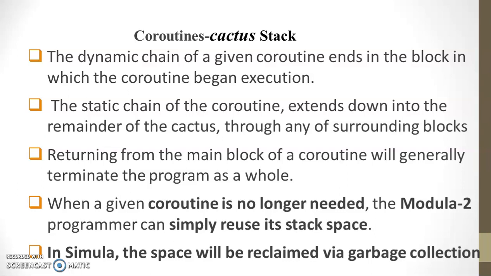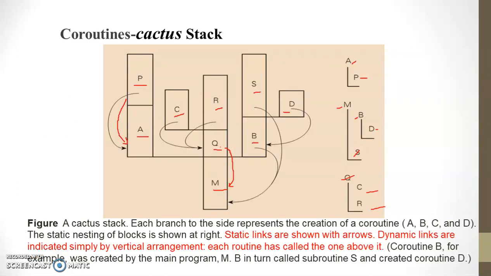When a given coroutine is no longer needed, the Modula-2 programmer can simply reuse its stack space. And in Simula, the space will be reclaimed via garbage collection. So once the routine finishes its execution, the space can be left as free. In Modula, this can be reused, and in Simula, it will be given to the garbage collector so that it can be reused.